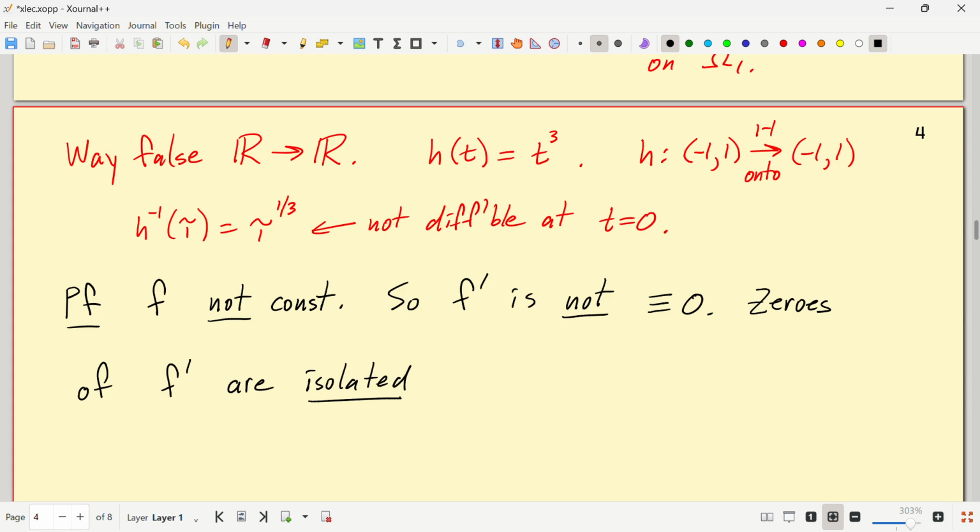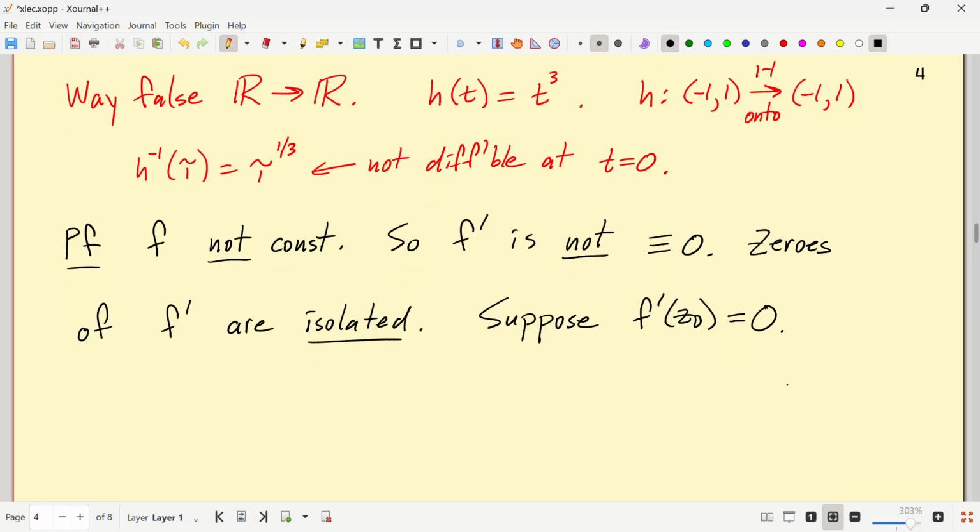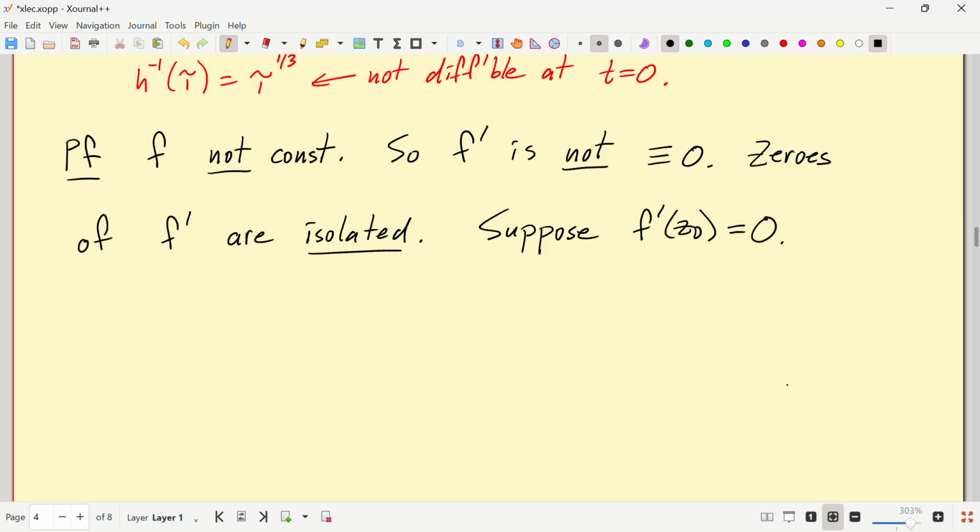Okay, so let's suppose I have one of those zeros. F prime of z naught is equal to 0. Then I'll do a picture like this. I'll have a z naught in the middle here. I'll shrink it down so it's the only zero.